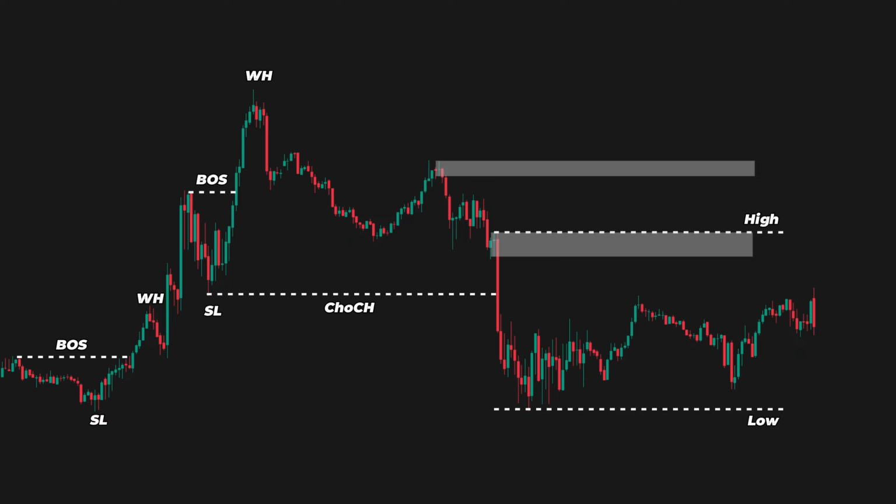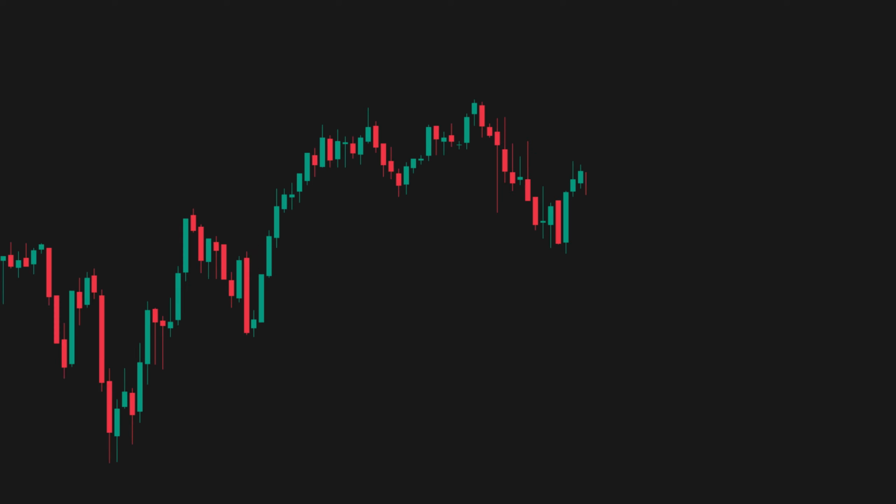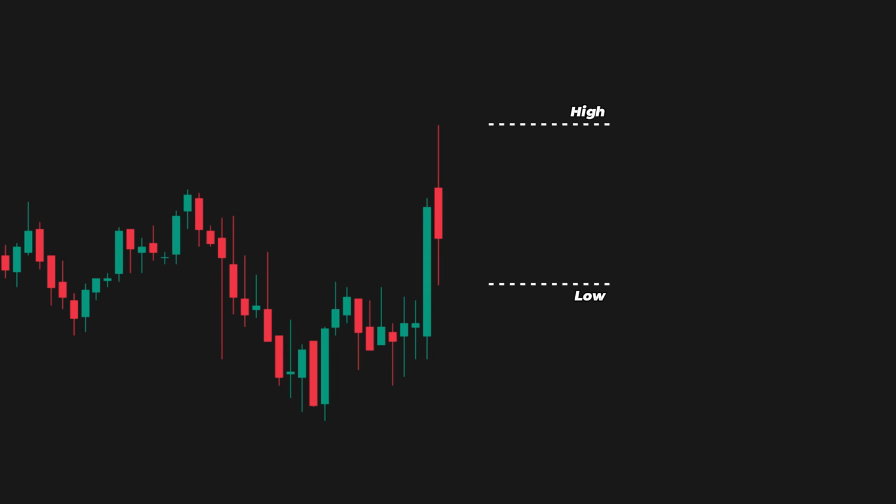If price returns to these levels, they could either serve as a bounce point for continuation trades or a target for partial or full profit booking, depending on the broader directional bias. Next, at 9:30 a.m. Eastern Time, we mark the high and low of the first 5-minute candle.